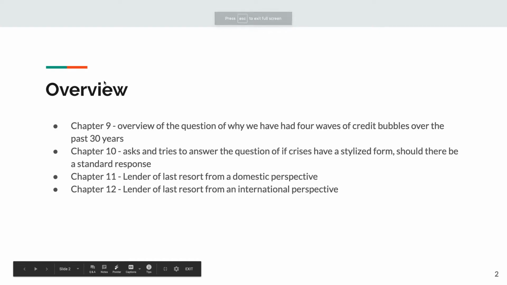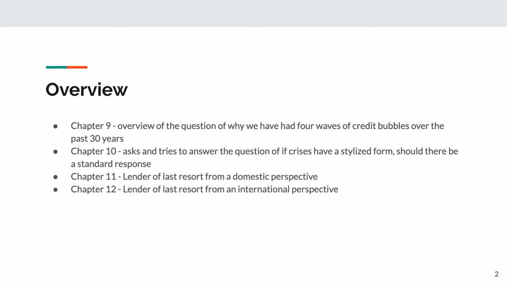So here's the overview. Basically, chapter 9 tries to look at this curious fact that we've had at least four credit bubbles over the past 30 years, and that this is pretty unusual, and that many of you in this class may not be accustomed to thinking of it that way because in your lifetime, you've only experienced one. The one in 2008.